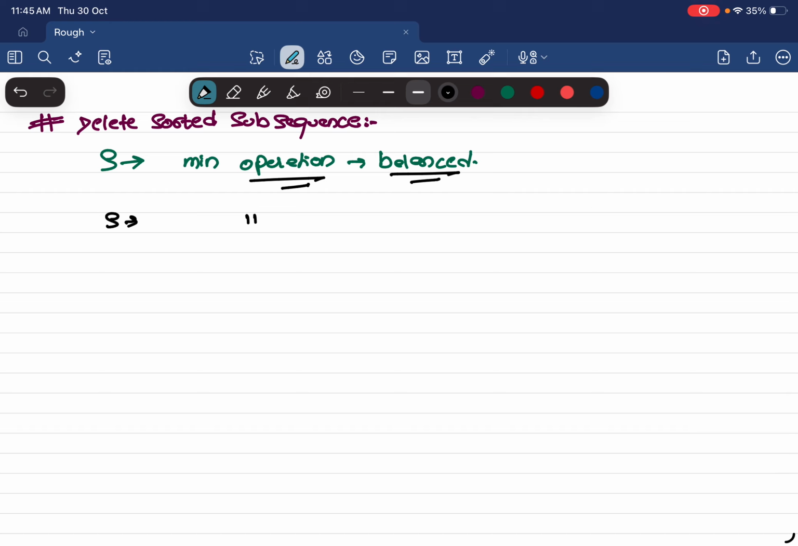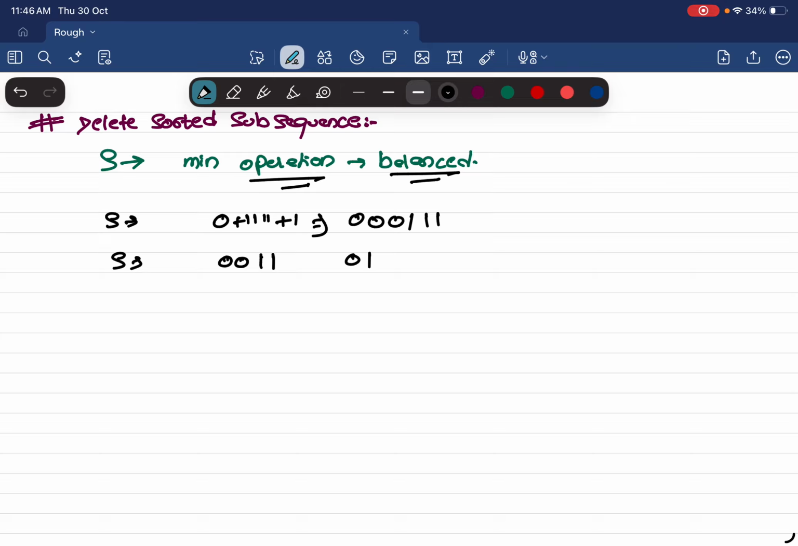You may start with an empty string. You may add 0 at the front and 1 at the back, so you will get 01, and you can keep on doing this. Now, can I say that 0011 is balanced? Same way, can I say 01 is also balanced?